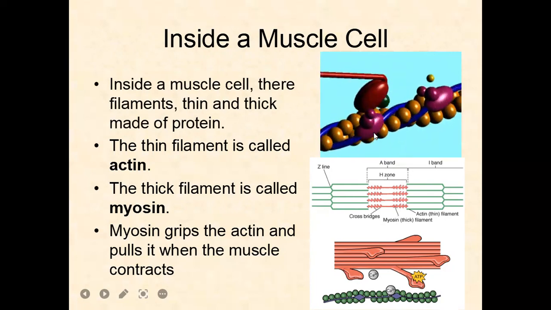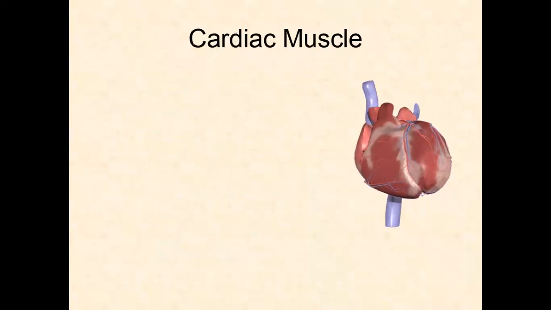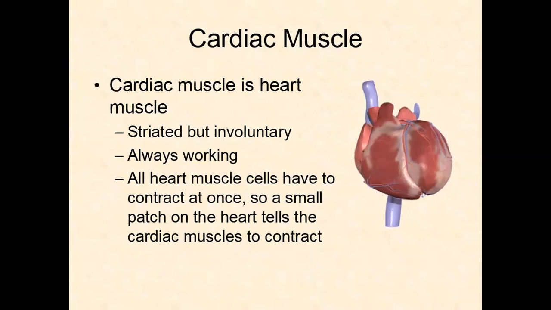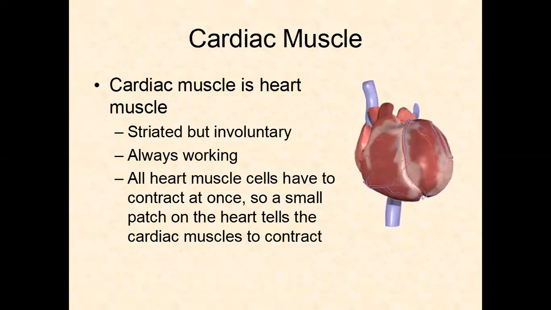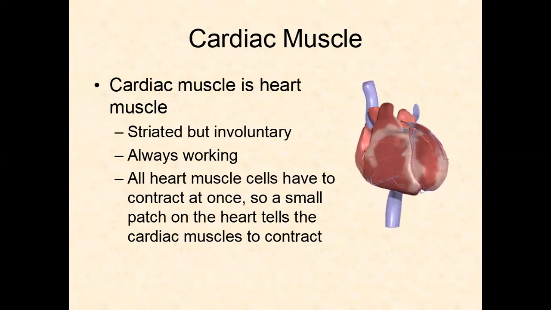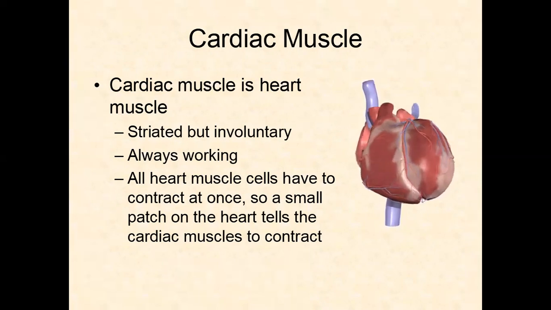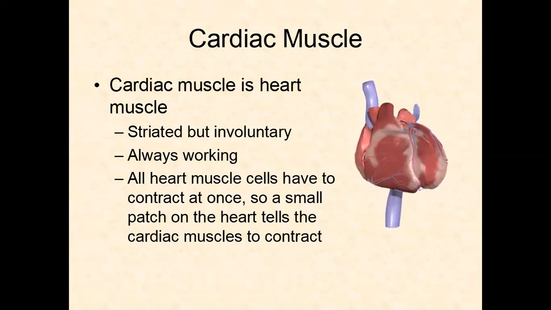Cardiac muscles. We discussed that cardiac muscles are only present in the heart. Cardiac muscle is striated but involuntary, that is, it cannot be controlled by the human being. It is always working and cannot be stopped even for a single moment. It works throughout the life of a human being. All heart muscles have to contract at once, so a small patch on the heart tells the cardiac muscles to contract.